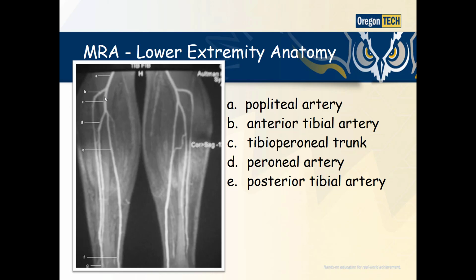This bifurcation gives us the tibial peroneal trunk right here. Here is the peroneal artery, or it could be called the fibular artery right here. And then this is going to be the posterior tibial artery that is going to go down the medial aspect of the calf, and then circle around the medial malleolus into the foot.